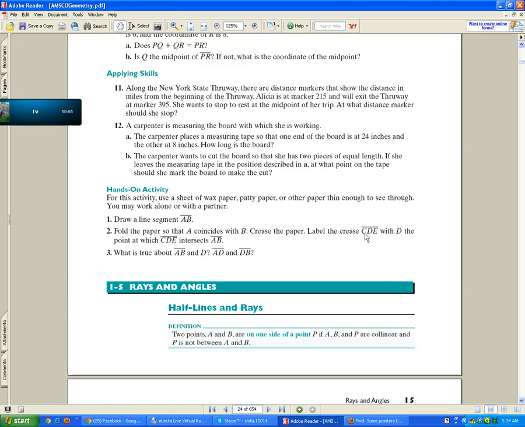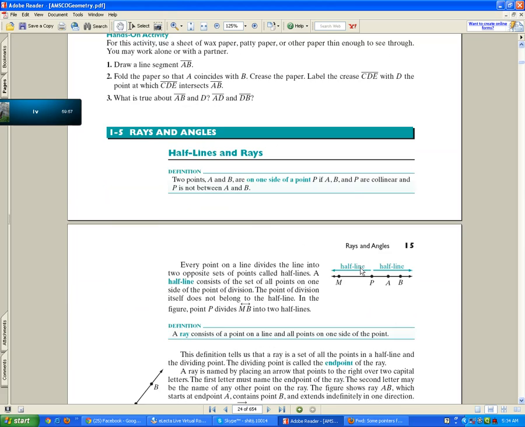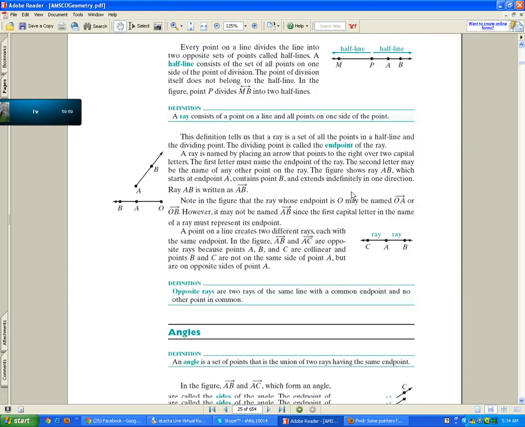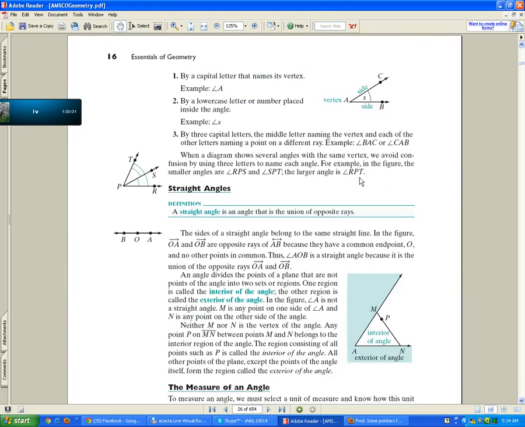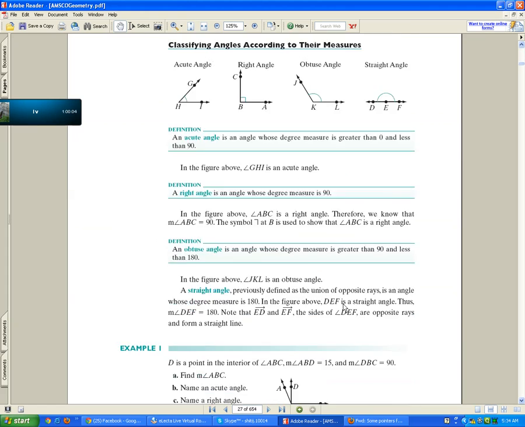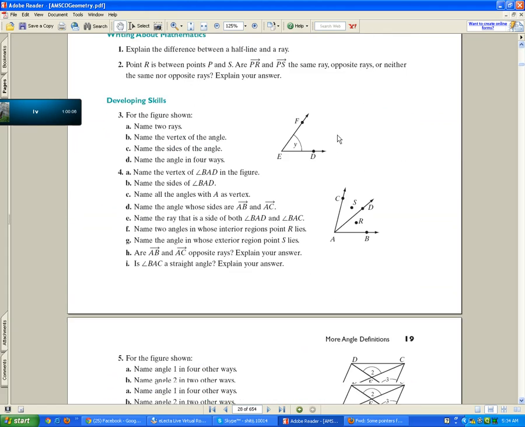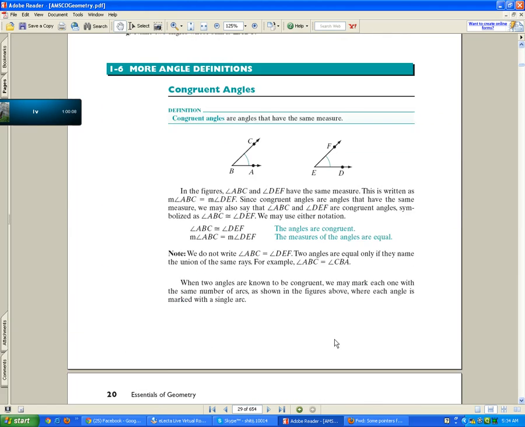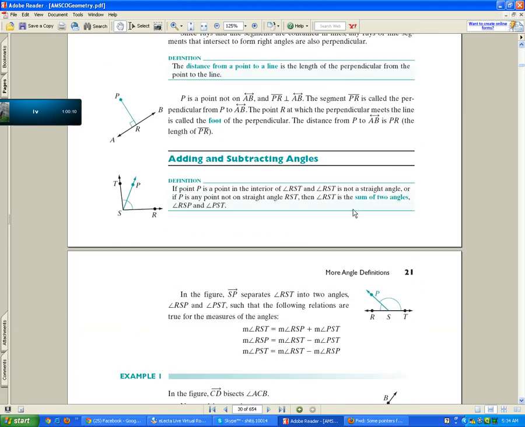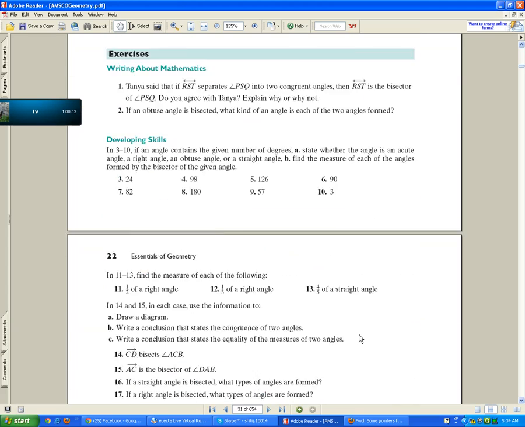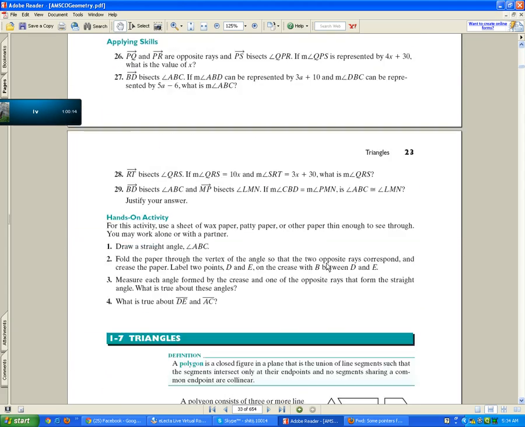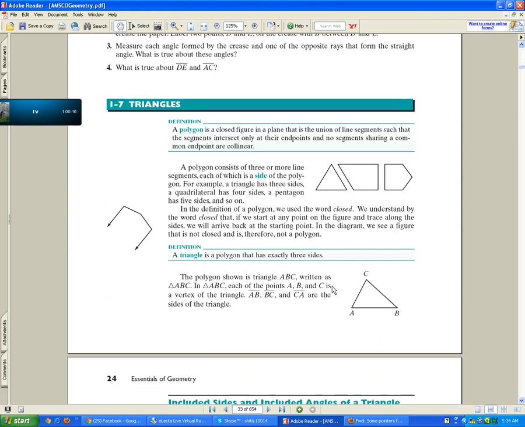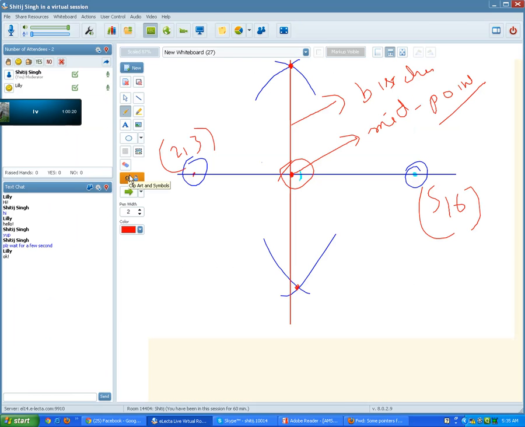From next time we will start with angles, and from angles we will go into congruency and more angle definitions, bisector of angles, and adding and subtracting angles in our next class. Then we'll move on to triangles. So today we have completed almost one unit.